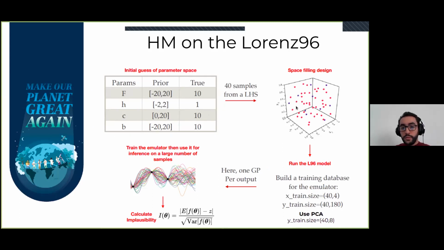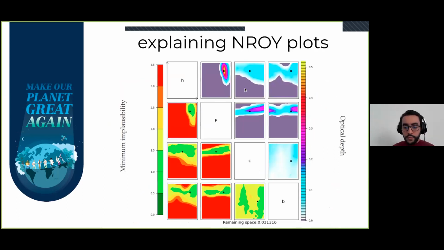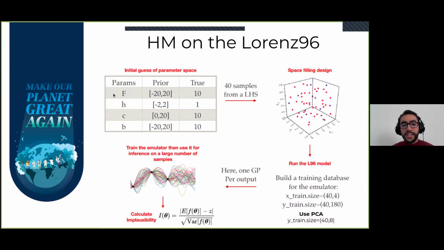Then you do a sample. LHS is one technique to do space filling design. As you see, you try to fill your space as much as you can, but you cannot generate a lot of data. In general, this is a rule of thumb: you take 10 multiplied by the number of parameters. I have 4 here, so I'm generating 40 simulations.